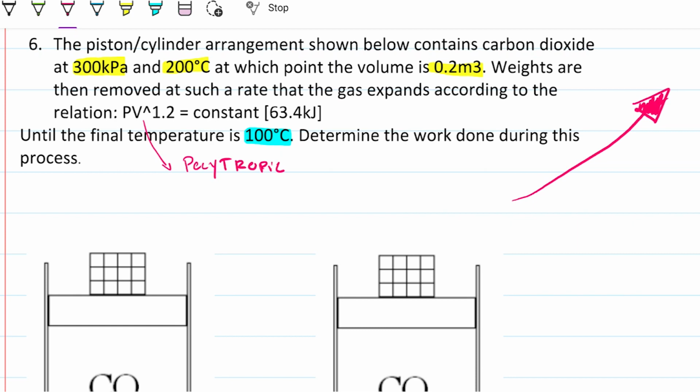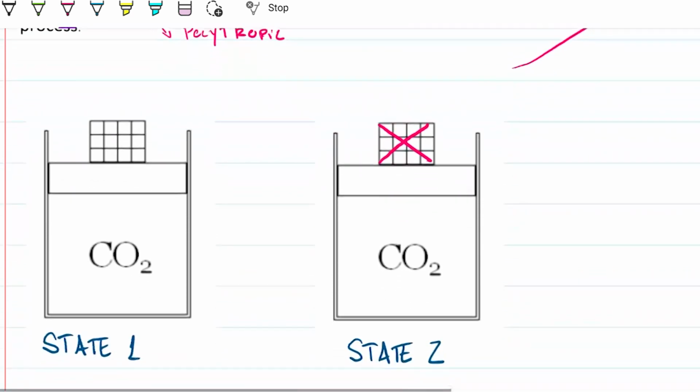Okay, CO2, ideal gas. What else? Weight is removed. So on this second state, we don't have this weight anymore. This guy is eliminated. What is going to happen here?